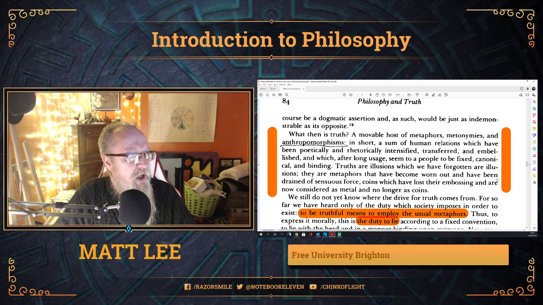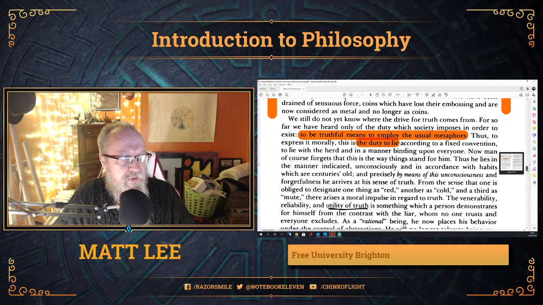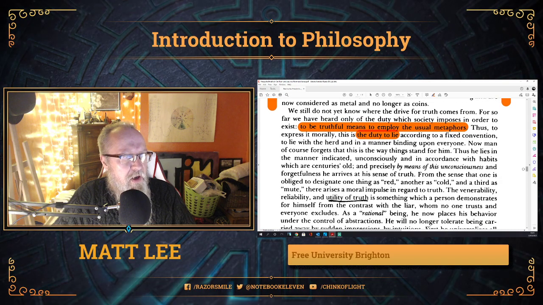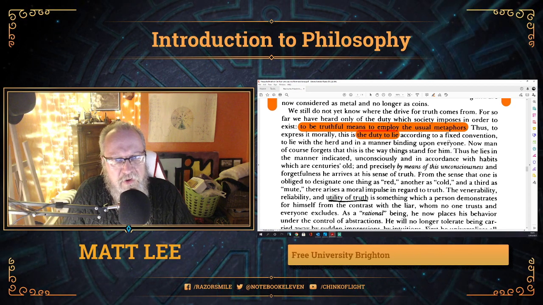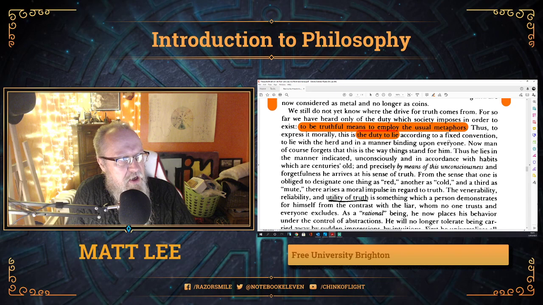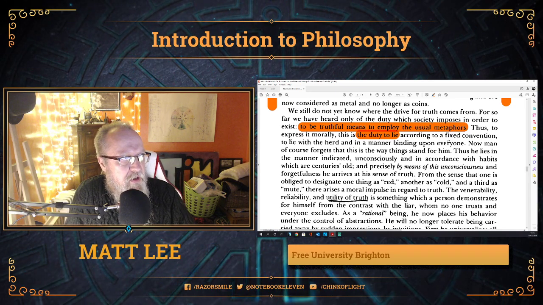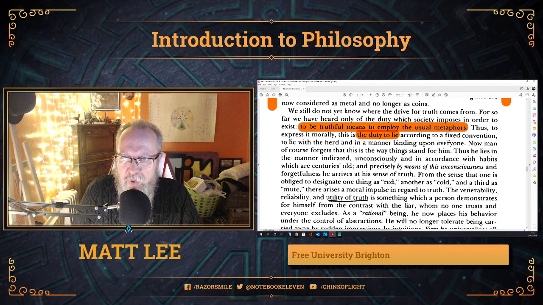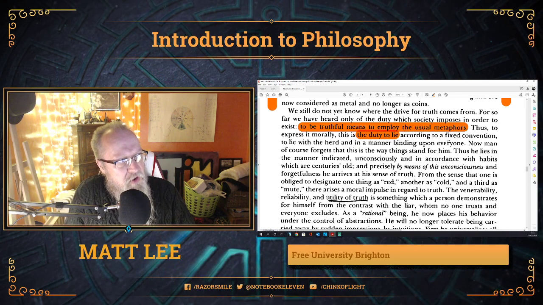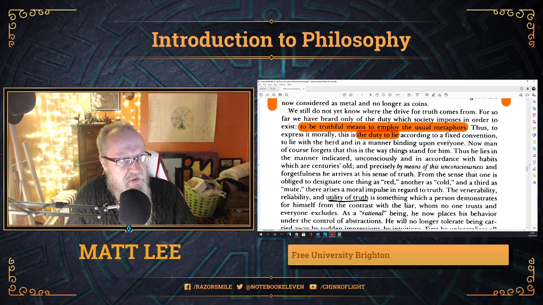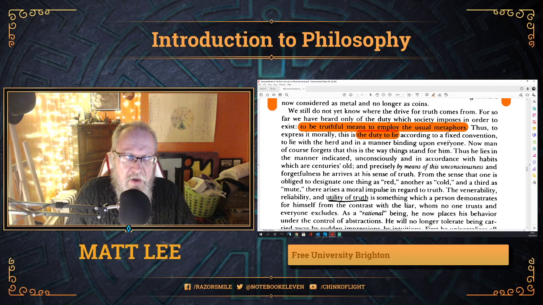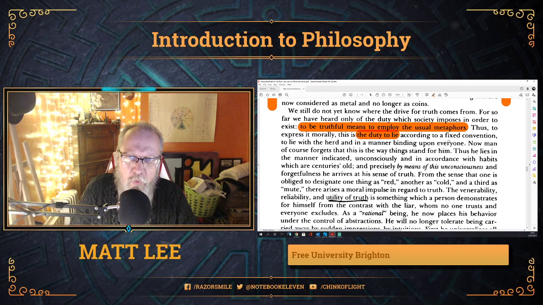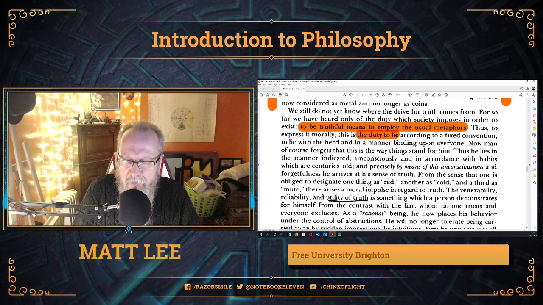What then is truth? A movable host of metaphors, metonymies, etc. This is on page 84 of the reading. And just after this, we have this question. Now, this is to carry on with Nietzsche. We still do not yet know where the drive for truth comes from. For so far we have heard only of the duty which society imposes in order to exist. Now, this is an important definition of truth at this point. To be truthful means to employ the usual metaphors. Thus, to express it morally, this is the duty to lie according to a fixed convention, to lie with the herd and in a manner binding upon everyone.